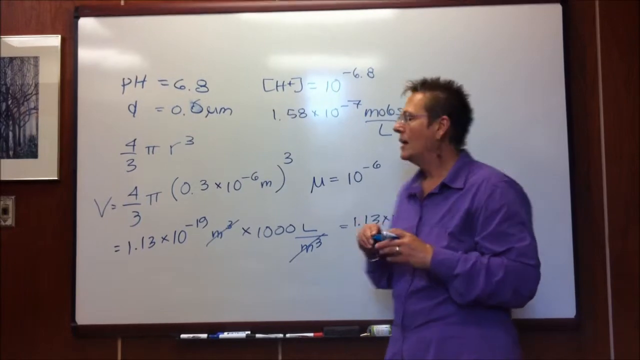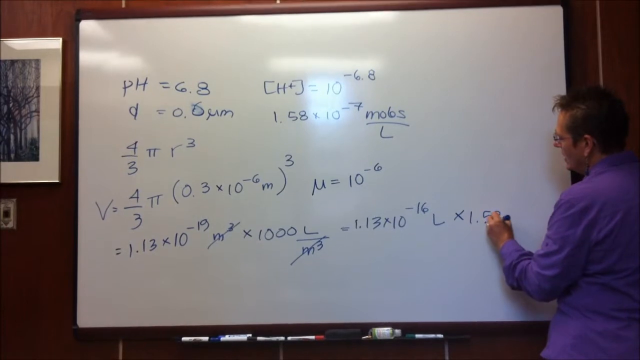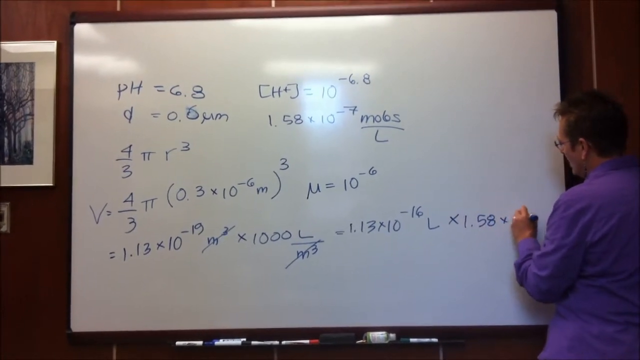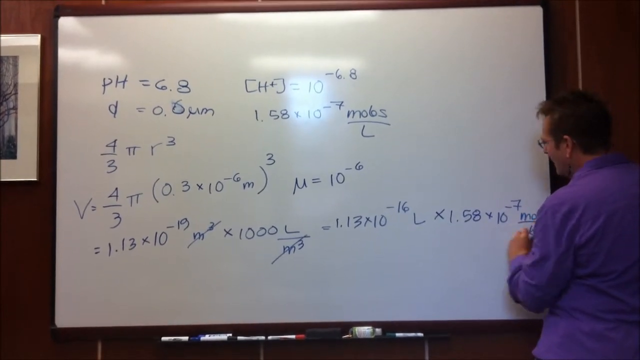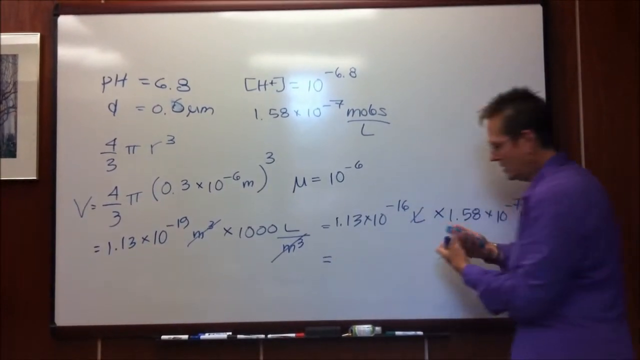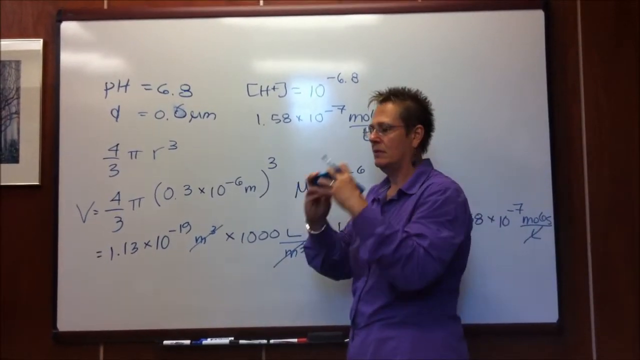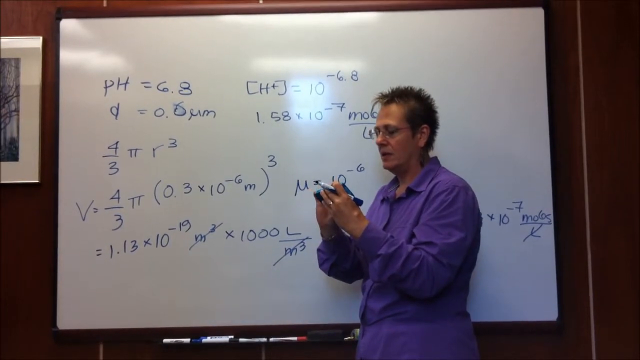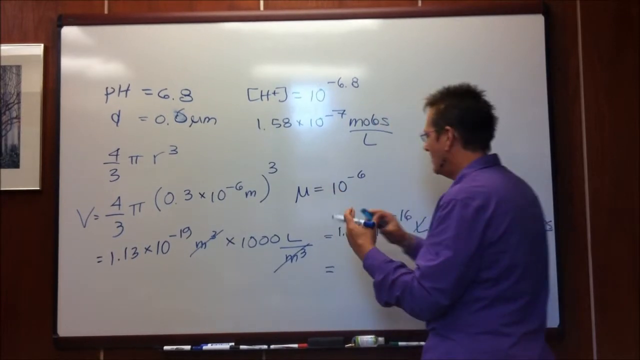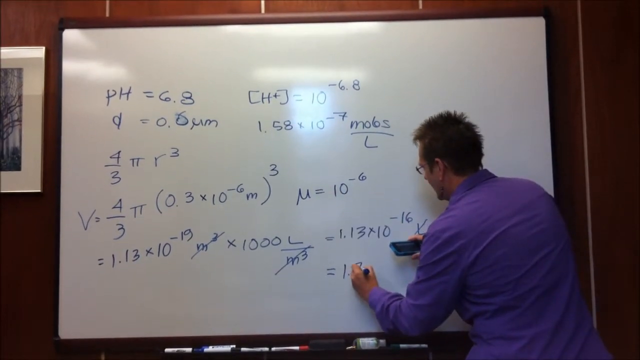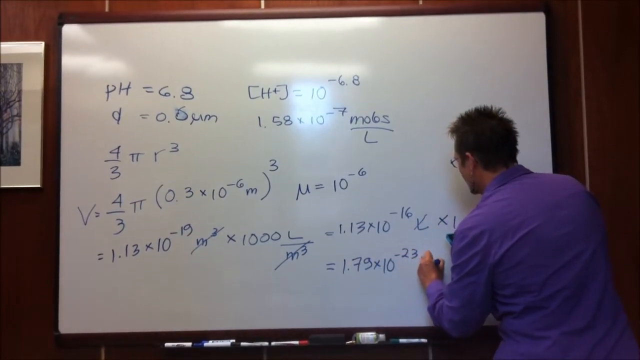That is very small. Now I simply have to multiply that number by the concentration of hydrogen ions per liter. And I'm going to end up in a number of moles. So I'm going to do that. And I come up with 1.79 times 10 to the minus 23 moles.